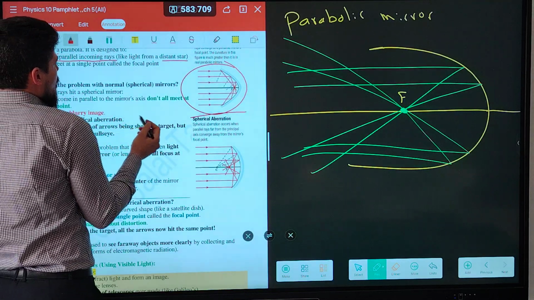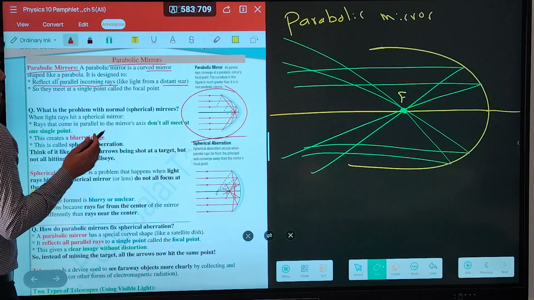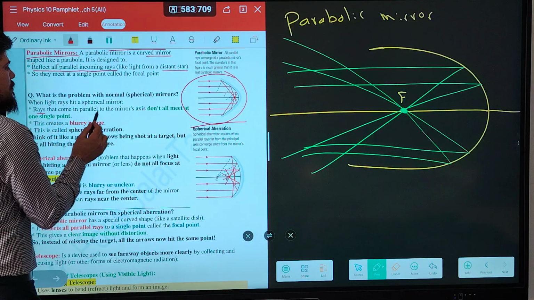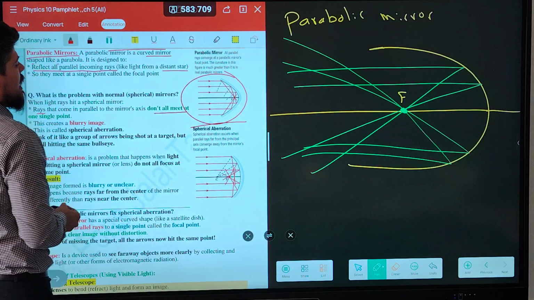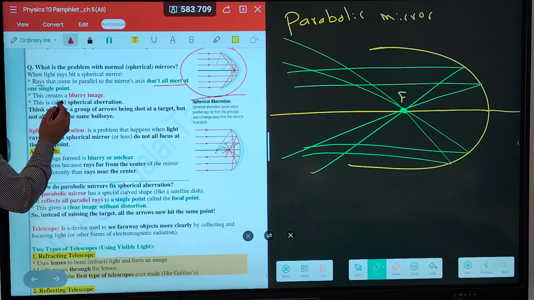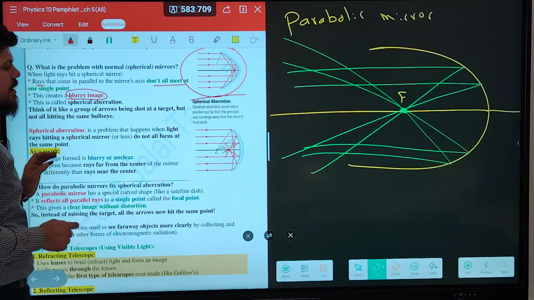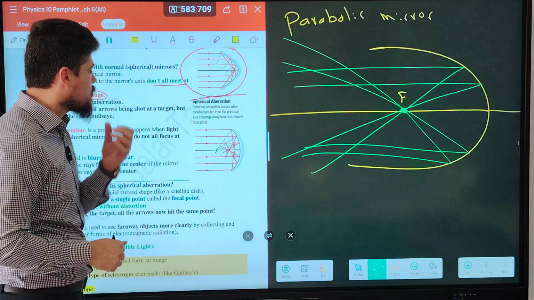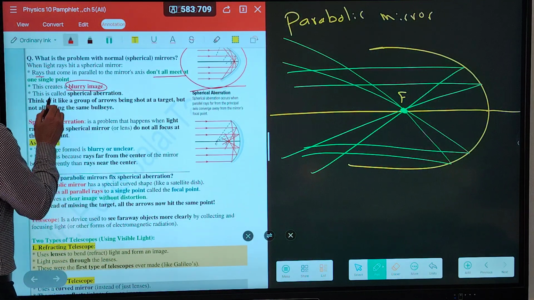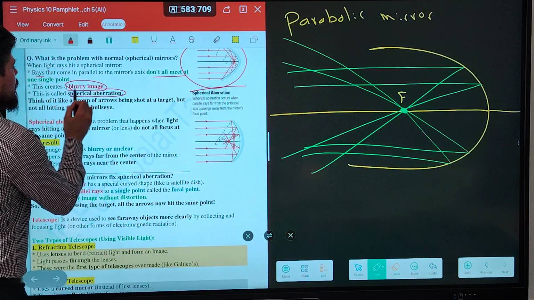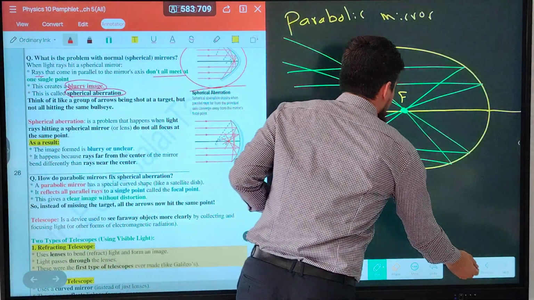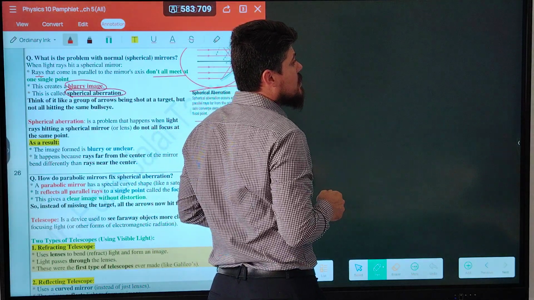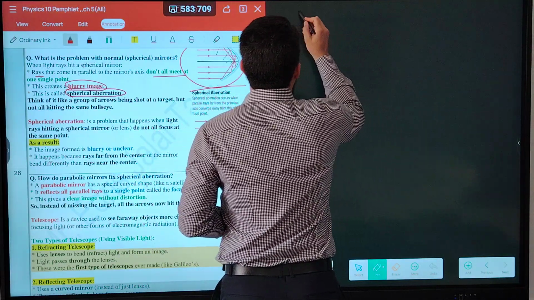What is the problem with the spherical mirror? Sometimes when the light rays hit the spherical mirror, rays that come in parallel do not all meet at one single point. This creates what? A blurry image. Whenever the reflected light does not intersect exactly at one point, the image will be blurry and not very clear. This phenomenon is called spherical aberration. So what is the spherical aberration? It is a problem with the spherical mirror when the reflected light does not intersect exactly at one point.